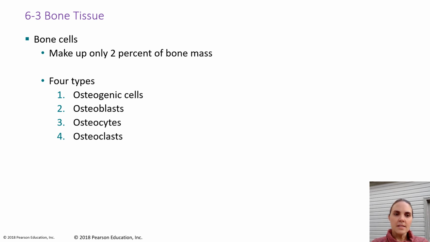So bone cells, we talked about the matrix. Remember, connective tissue is made up of a matrix with cells lying within that matrix. So the bone cells make up only 2% of the bone mass. And we have 4 types of bone cells actually: osteogenic cells, osteoblasts, osteocytes, and osteoclasts.